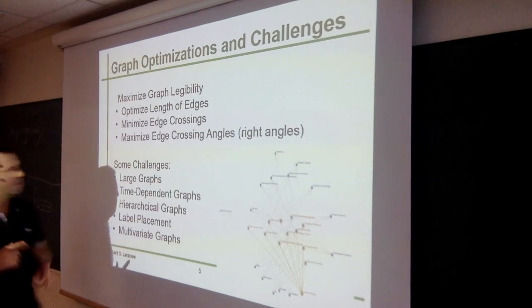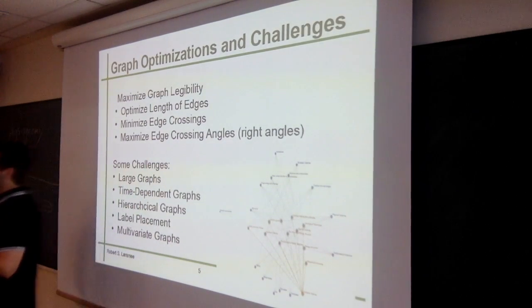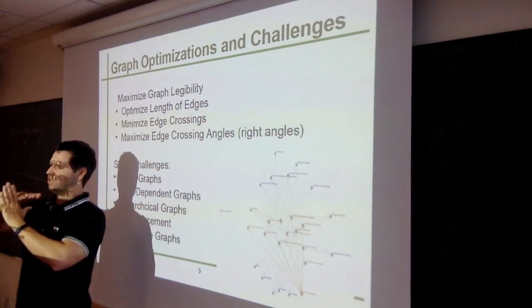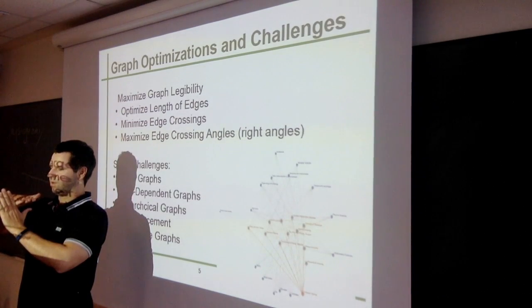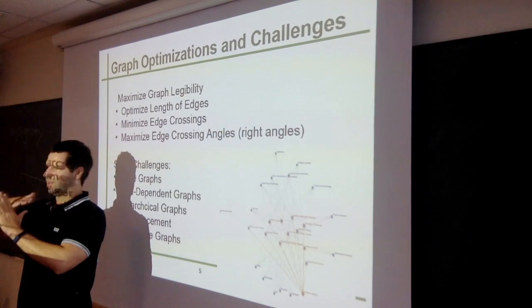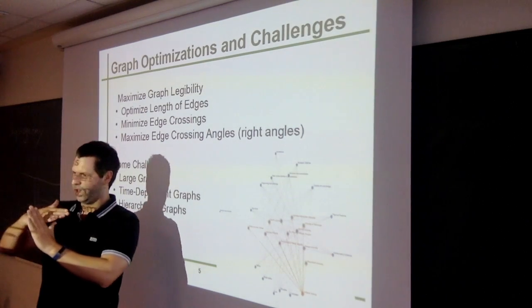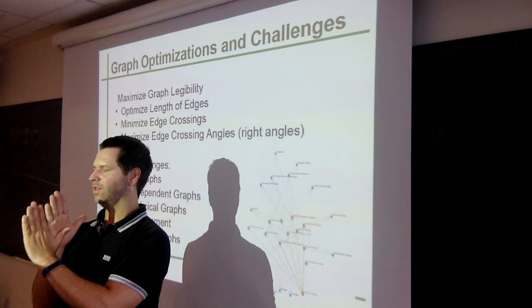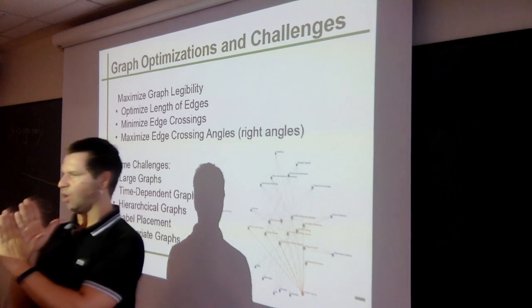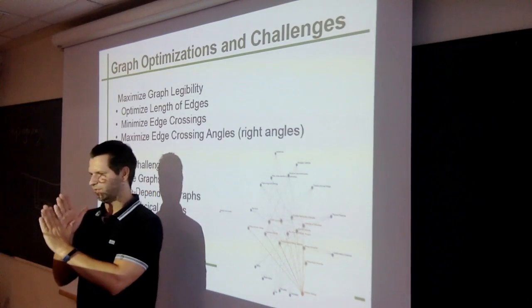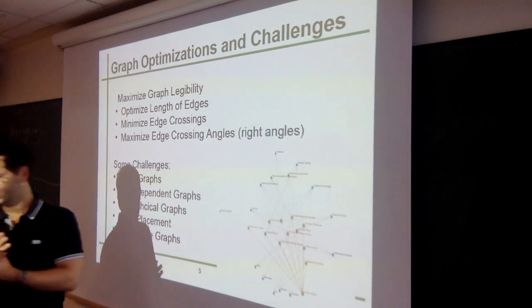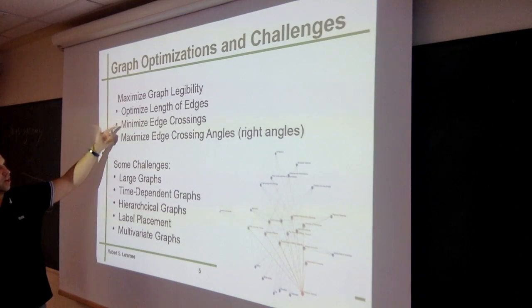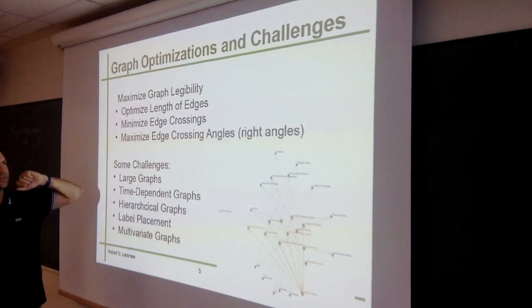And we want to maximize edge crossing angles. So the maximum angle we can cross two edges by is 90 degrees, right? If we see edges crossing at 90 degrees, it's easy to follow the edges. If the edges are almost overlapping and the angle of intersection is very, very small, the smaller it is, the more difficult it is to follow, right? So those are the general three optimizations: length of edges, edge crossings, and edge crossing angles.